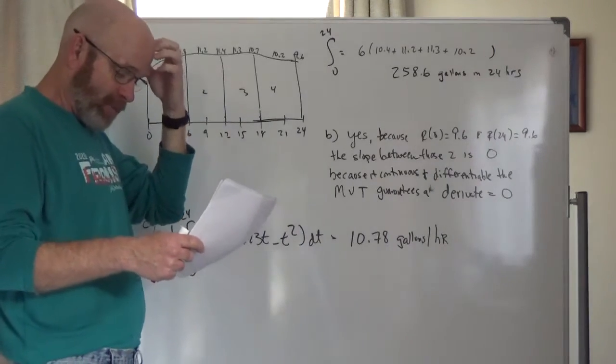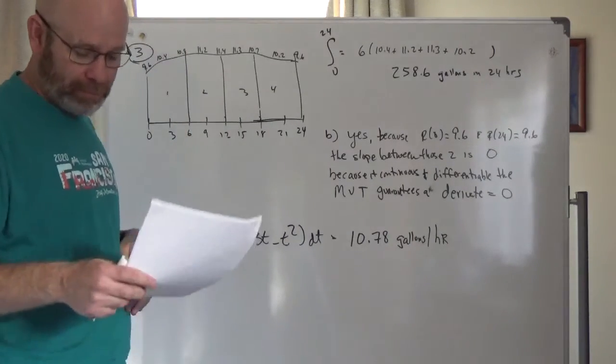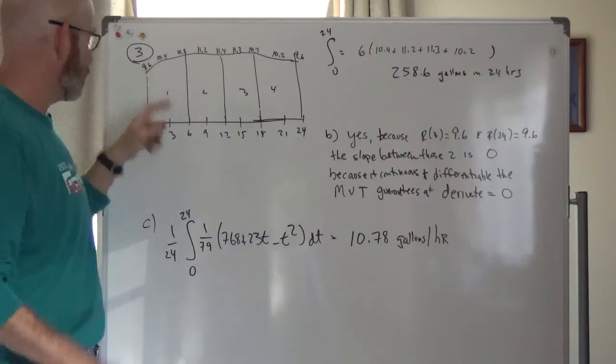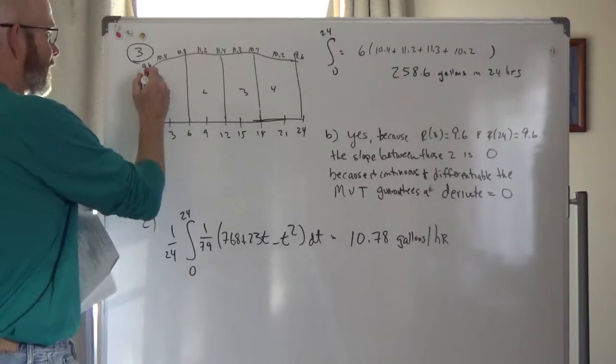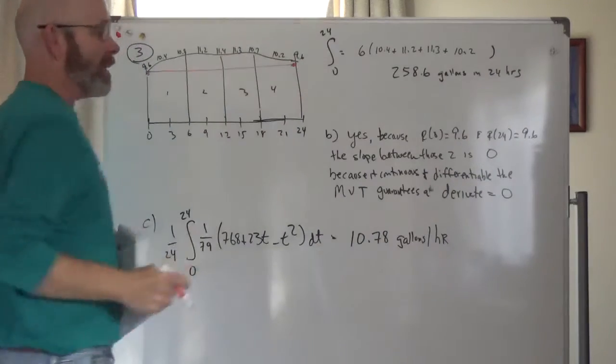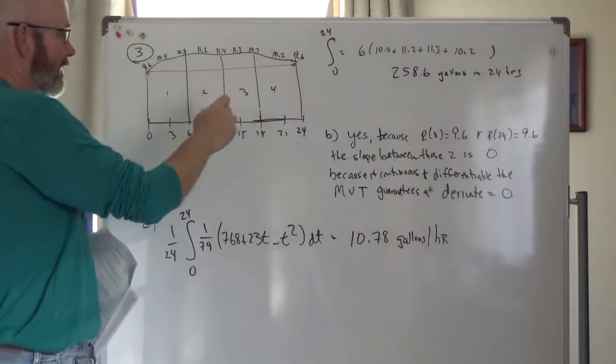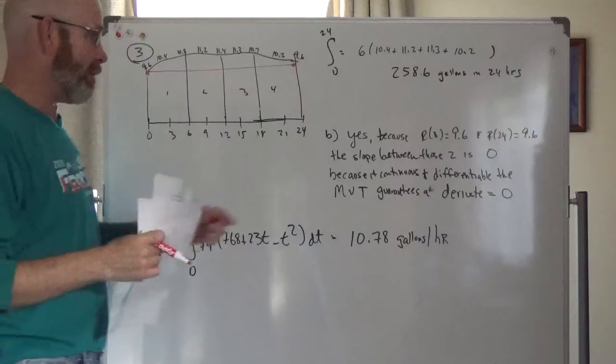Part B says, is there some time where the derivative equals 0? Justify your answer. So if you notice, we have 9.6 here, we got 9.6 there, excuse my scale. Draw that secant line. Remember that we have the mean value theorem.